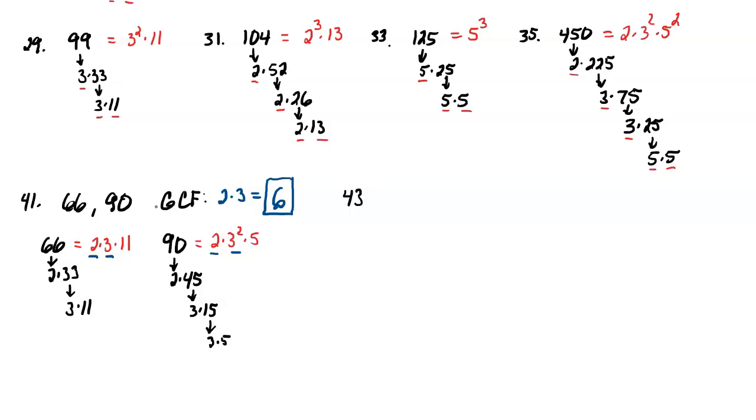Next, number 43. The numbers are 182 and 196. And so with larger numbers like this, you can see why the author's method might be the better thing than trying to list all the factors. So let's do prime factorizations, starting with the 182. That's an even number, so for sure it divides by 2. 2 times 91 is 182.